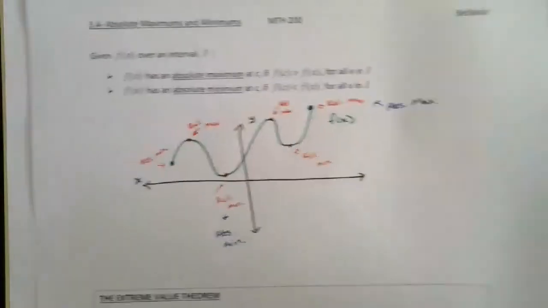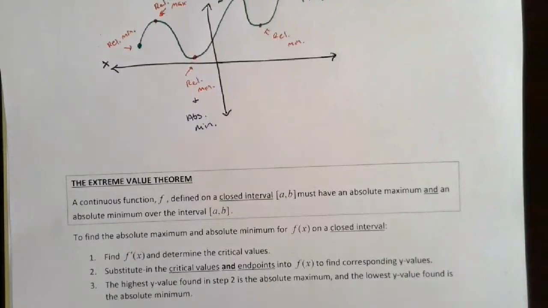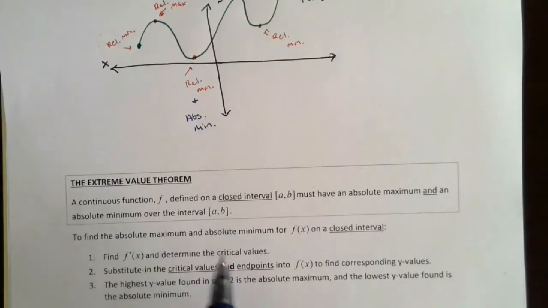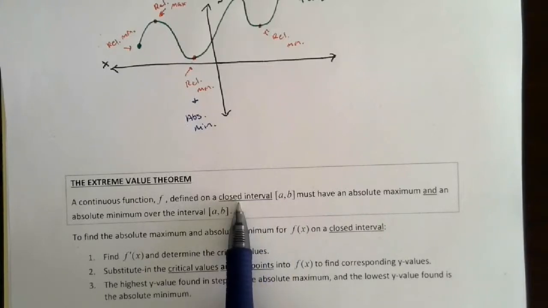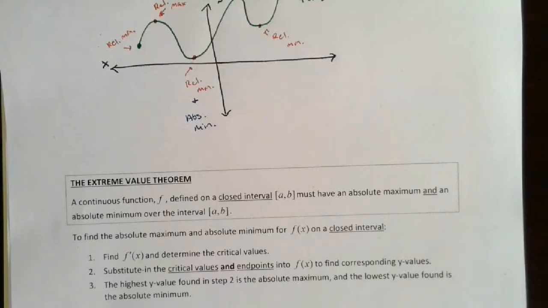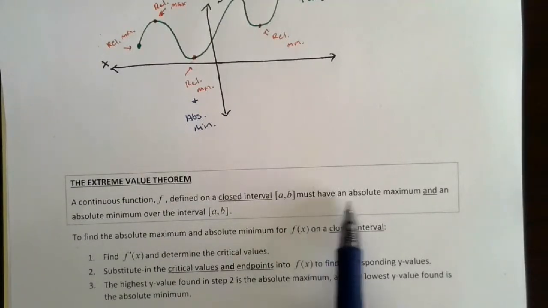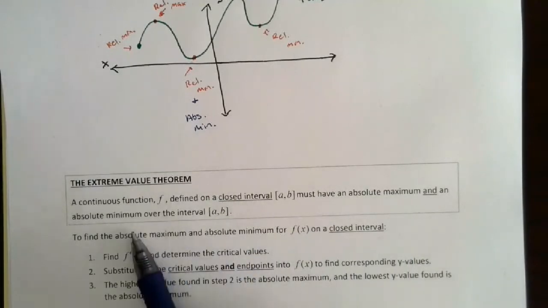We have this theorem here, and this is going to help us in finding absolute maxes and absolute minimums. The extreme value theorem says that if you have a continuous function f defined on a closed interval from a to b, so remember that means the endpoints are included, that's what makes the interval closed, it must have an absolute maximum and an absolute minimum over that interval.